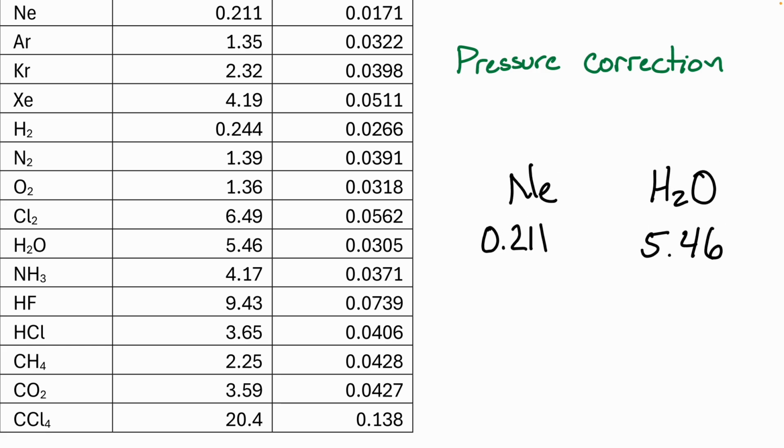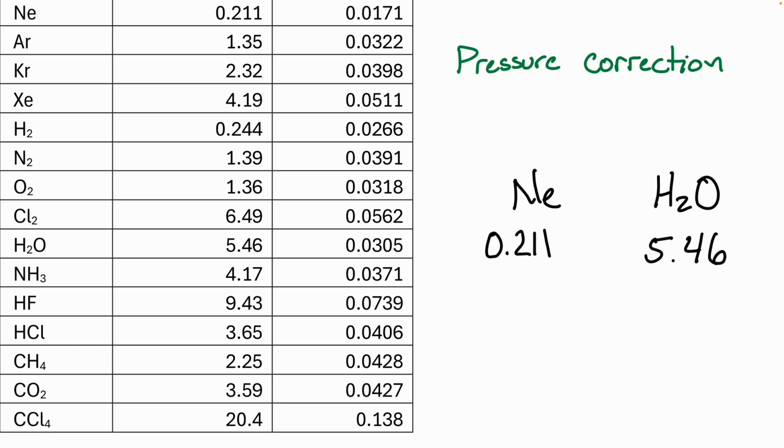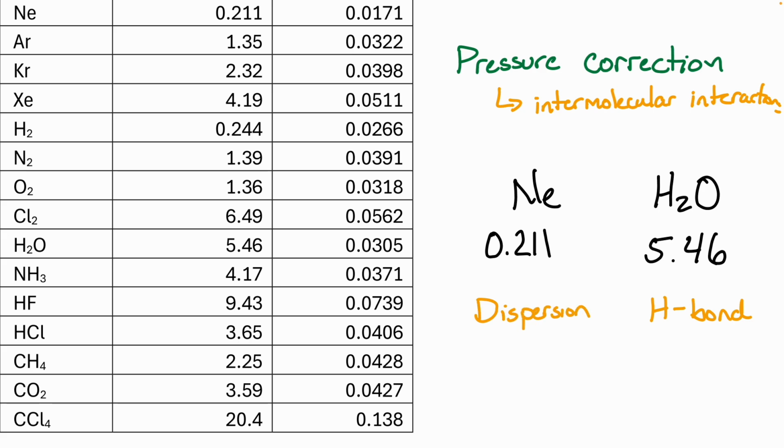All right, and remember why you need to correct for your pressure: it's because of those intermolecular interactions. So why would water have so much larger of a correction factor than neon? What are the types of interactions that neighboring water molecules would have with one another? Hydrogen bonding, those very strong hydrogen bonding interactions. Whereas neighboring neon atoms would only have what? Dispersion. Okay?